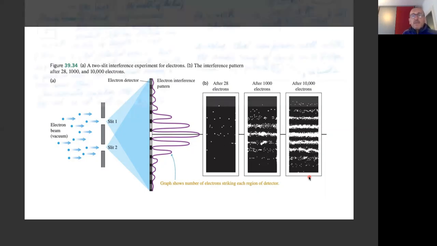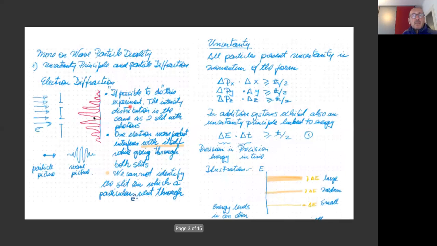So this is a very interesting aspect of electron interference. This is a feature that is very relevant. We cannot identify the slit through which the particular electron went. The other thing is that one electron wave packet can interfere with itself while going through both slits. So a fraction of the electron goes through one slit and through the other. You cannot actually determine through which slit the electron goes. This is a new thing, okay? This is the difference from regular mechanics.